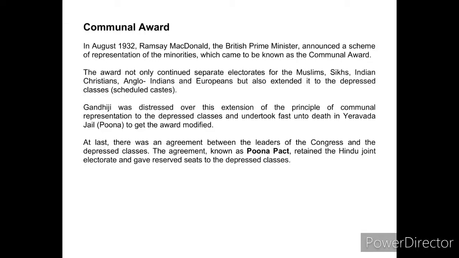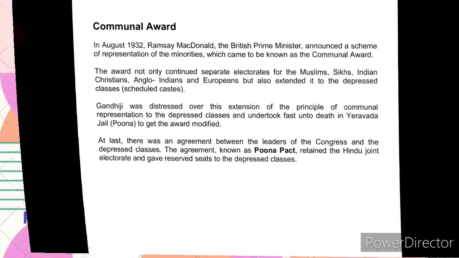Gandhiji was distressed over this extension of the principle of communal representation to the depressed classes and undertook a fast unto death in Yeravada jail, situated at Pune, to get the award modified. At last, there was an agreement between the leaders of the Congress and depressed classes. The agreement, known as the Poona Pact, retained the Hindu joint electorate and gave reserved seats to the depressed classes.